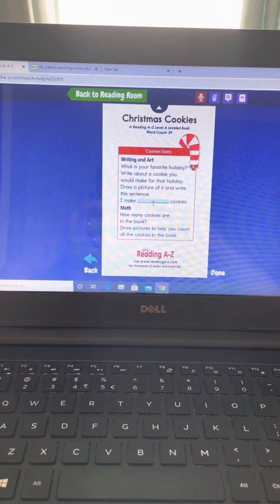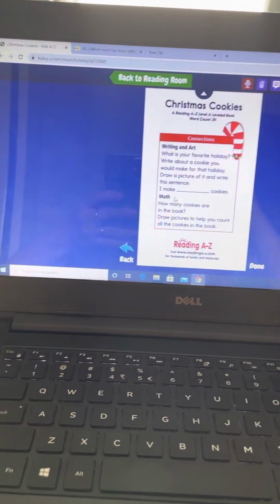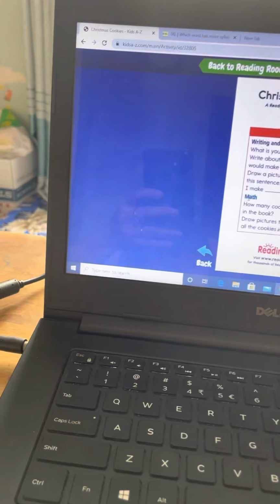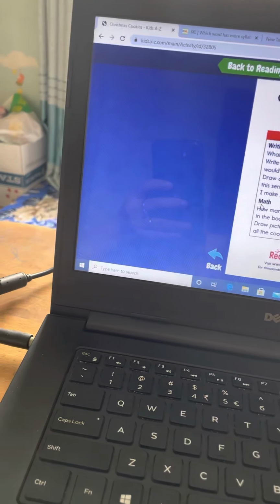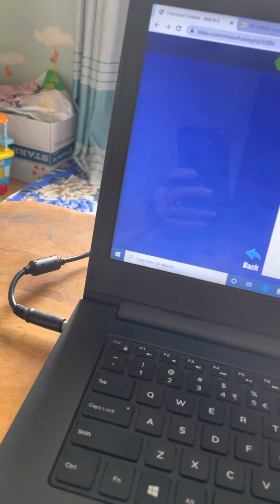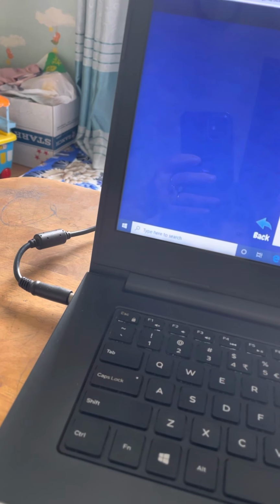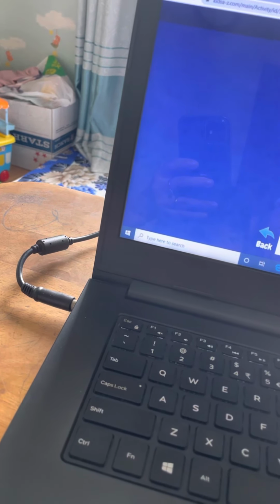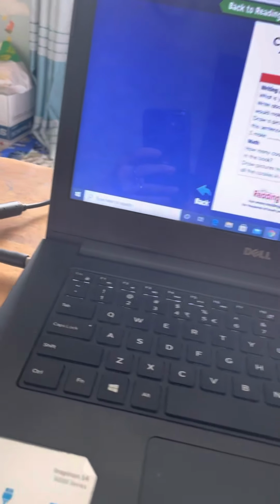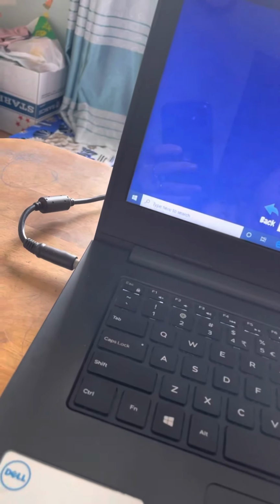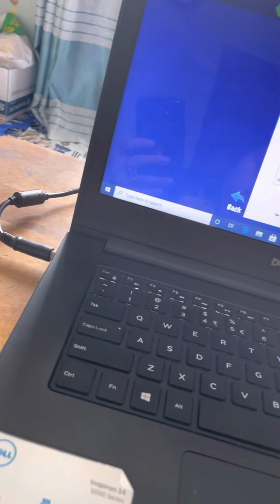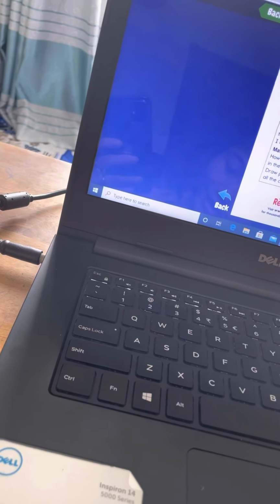I make cookies. You make what cookie? What shape? Shape star. You say, I make star cookies. Good.